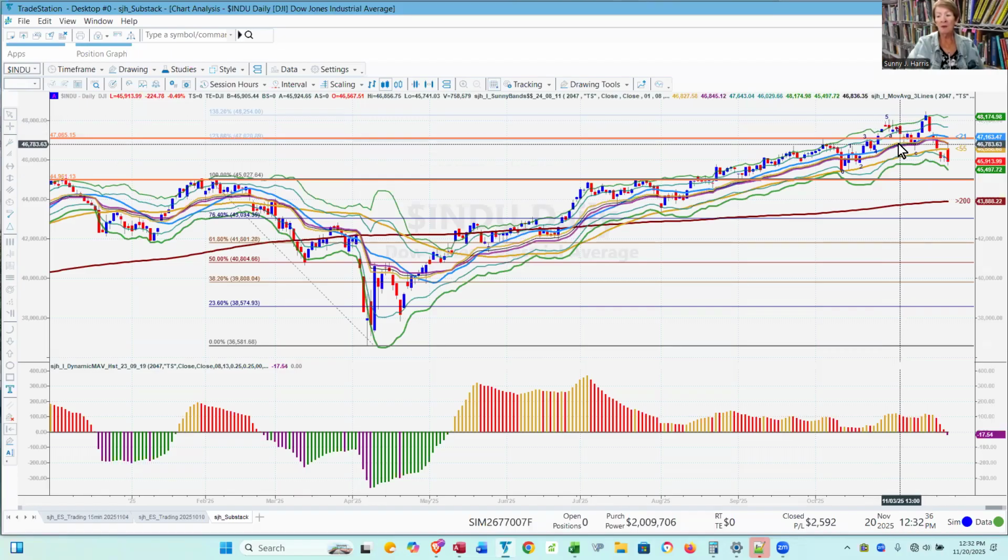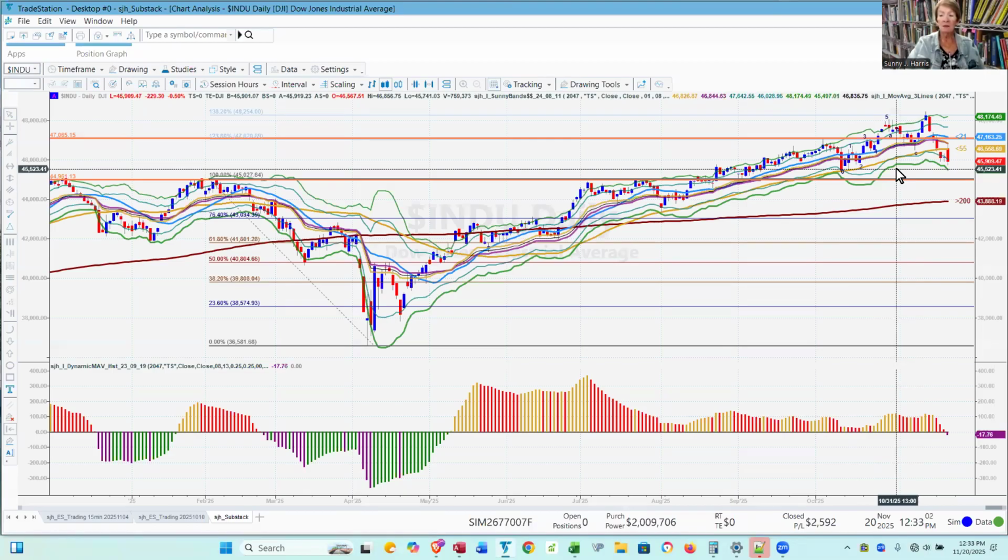Now, the reason I invented this dynamic moving average, which is the gold and purple in the center, is because I found that I kept getting caught in sideways periods. Every time we go sideways, I'd get losses. And every time we'd have a trend, I'd have wins. And the losses outstripped the wins.